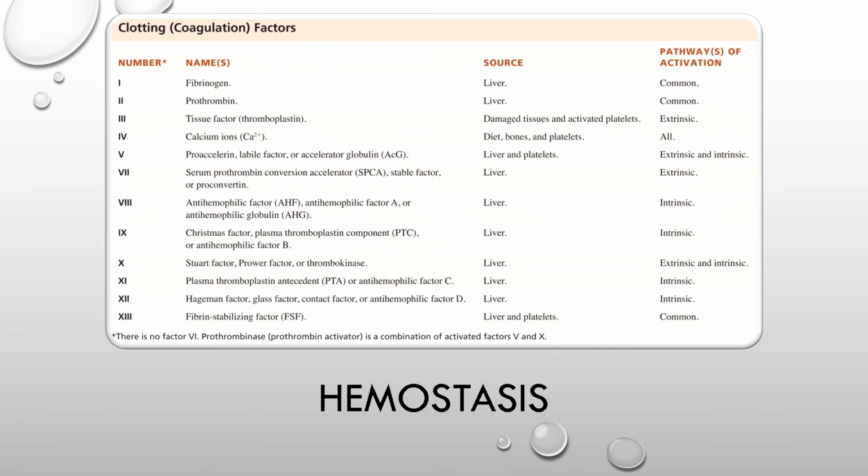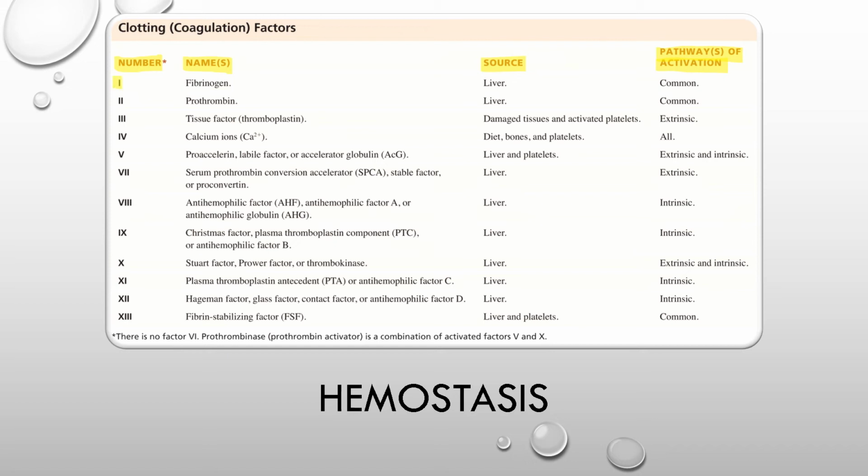So here we have a table of all of the clotting factors that are involved in coagulation. We have the Roman numeral number that they're known by, as well as the common name that they're called, their source. Most of them come from the liver. And then also really helpful, it shows the pathway that they're involved in. So some really important ones here that we do need to remember.